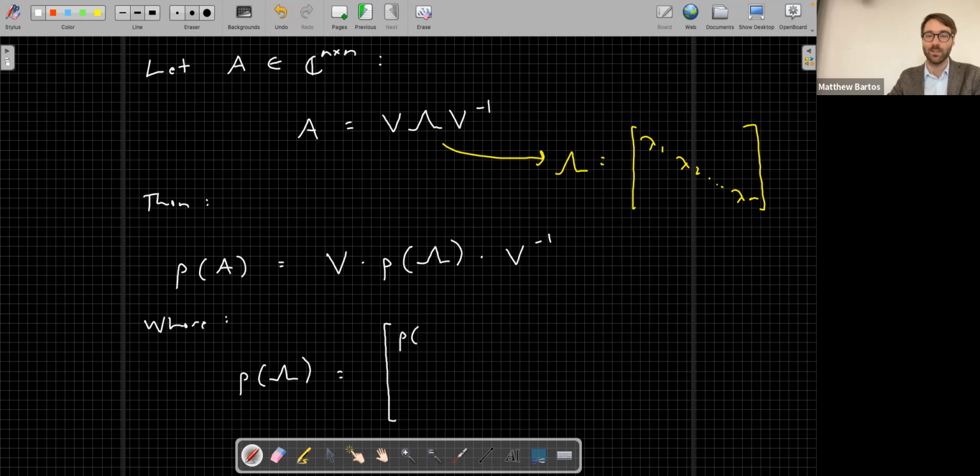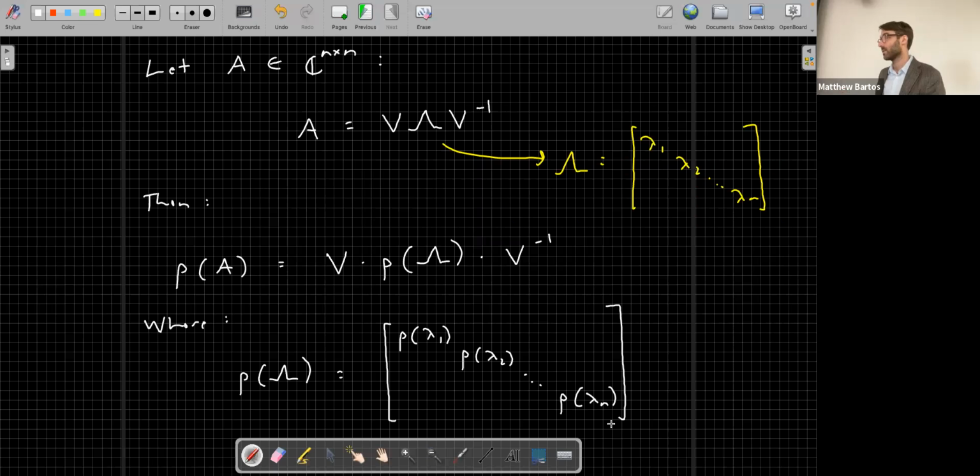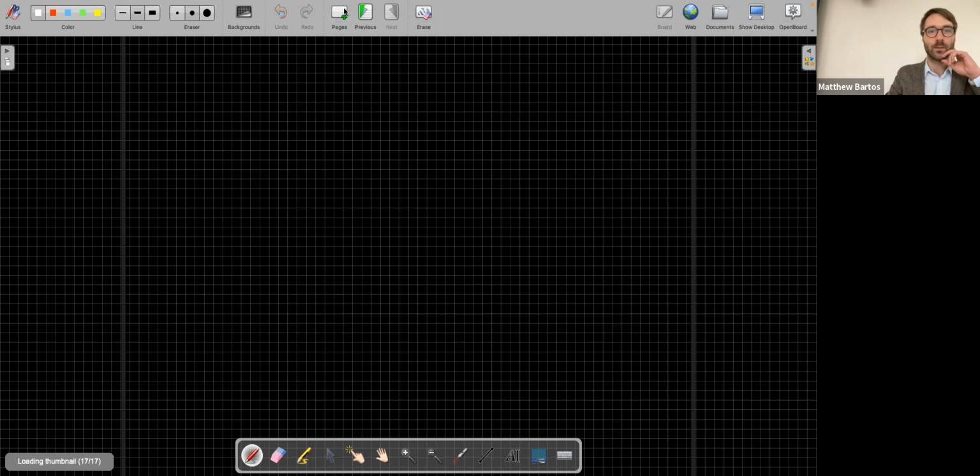So you'll have P of lambda 1, P of lambda 2, and so on, all the way through P of lambda n. In other words, if we want to compute a function of a matrix, we can diagonalize it if it is diagonalizable, and then just apply the function to each one of those eigenvalues, and then multiply that factorization together to get the resulting matrix function. Okay, so let's go ahead and show this because it's not too hard to show.